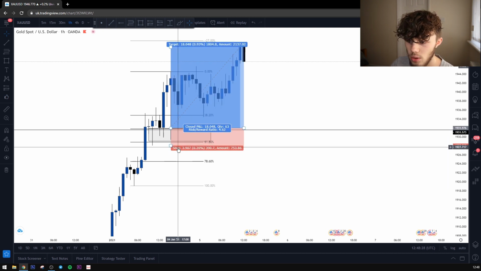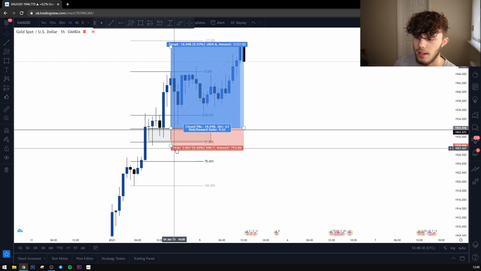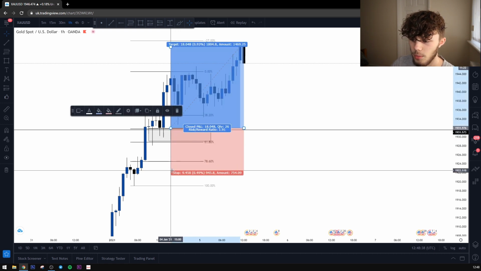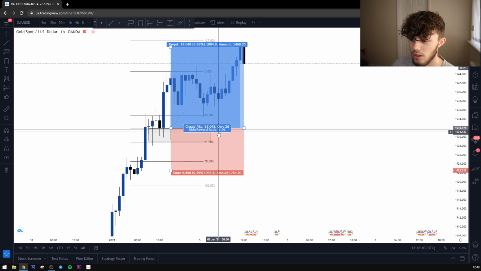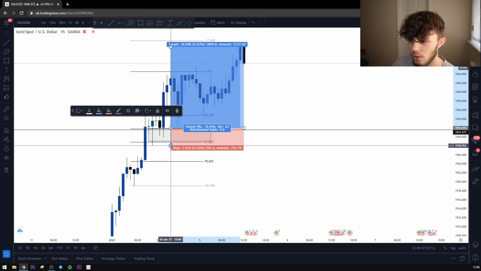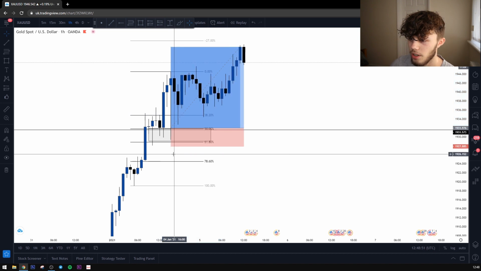So if we break this level and push below the 61.8%, then I'm no longer wanting to go long on this position because the trade is invalid for my trading plan. Some people have large stops, some people would have their stop losses below here and only have a 1 to 1.9 risk to reward, but I personally like to have a better risk to reward. So we had stops around 40 pips or so.